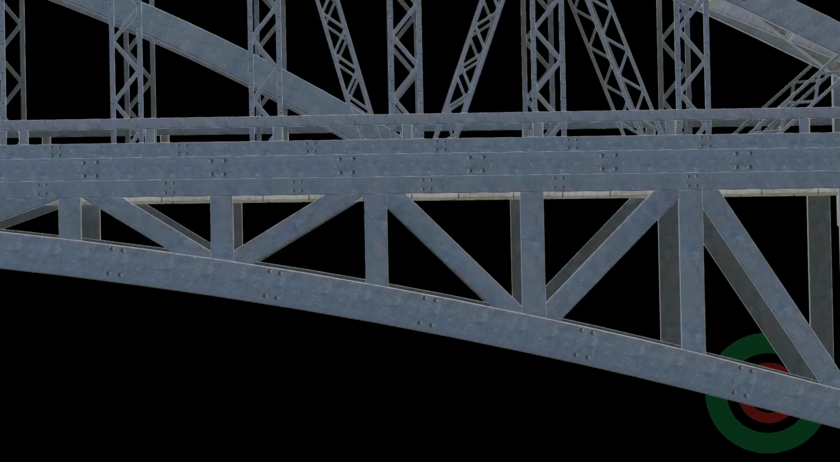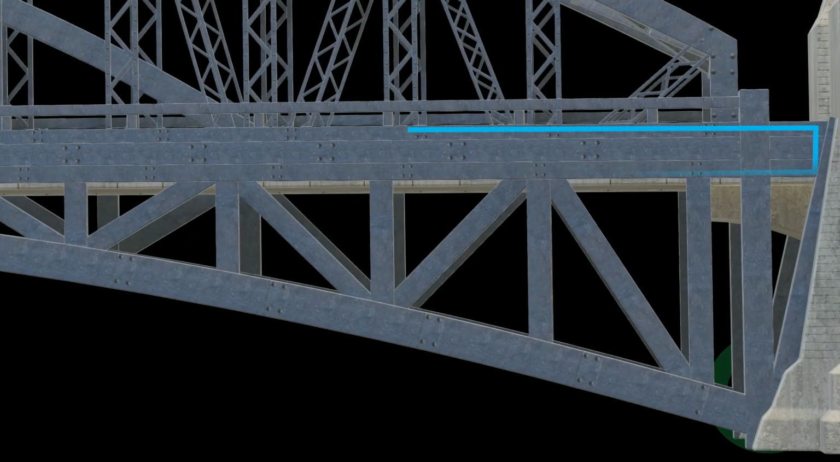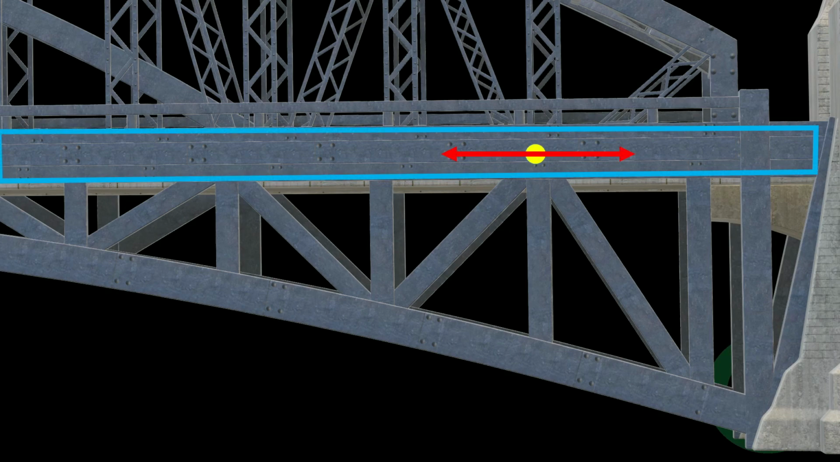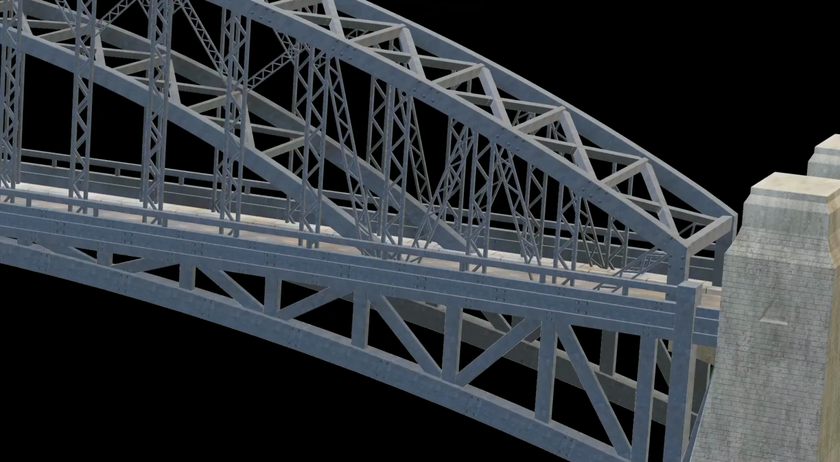Coming back to this side again. Considering this long member at this joint, these are the two forces which lie along the same line of action. Hence they are collinear forces. So that's all in this video.